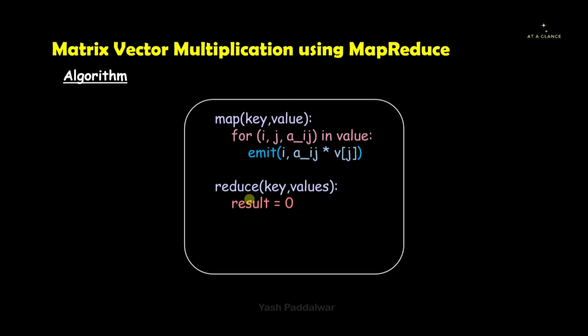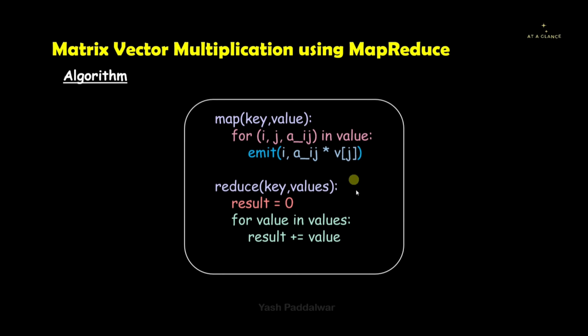And now we are going to move to the reduce task. So basically you can see over here we are going to assign a variable result which will have the initial value as 0, and we are again going to use the for loop. We are going to iterate over all the values that we have got from the map task, that is the multiplication of a particular value from the matrix and that particular value from the vector.